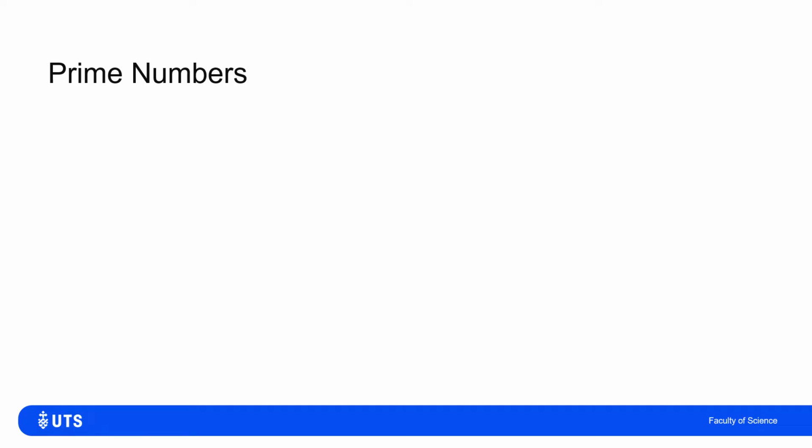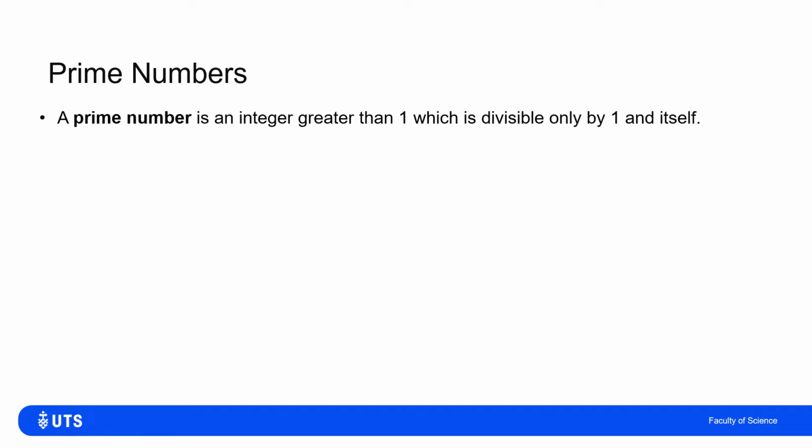Before we get to an example of proof by contradiction, I just want us to cast our minds back much earlier in our mathematical education and mathematical careers to the definition of a prime number. Now, a prime number is just an integer greater than 1, which is divisible only by 1 and itself. Every integer is divisible by 1, every integer is divisible by itself, but there's no others.